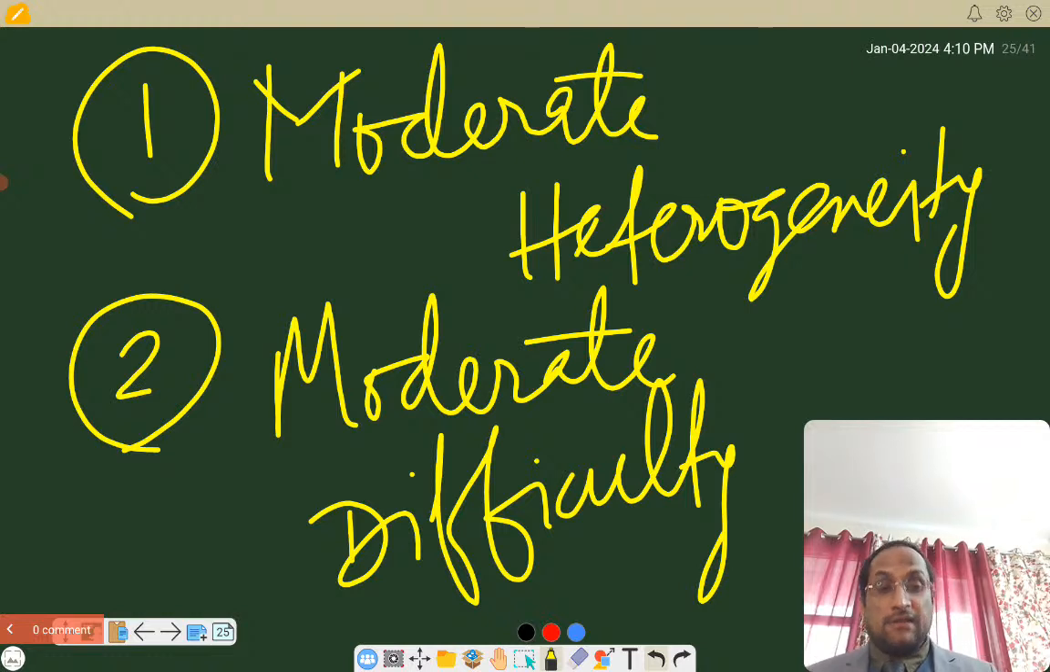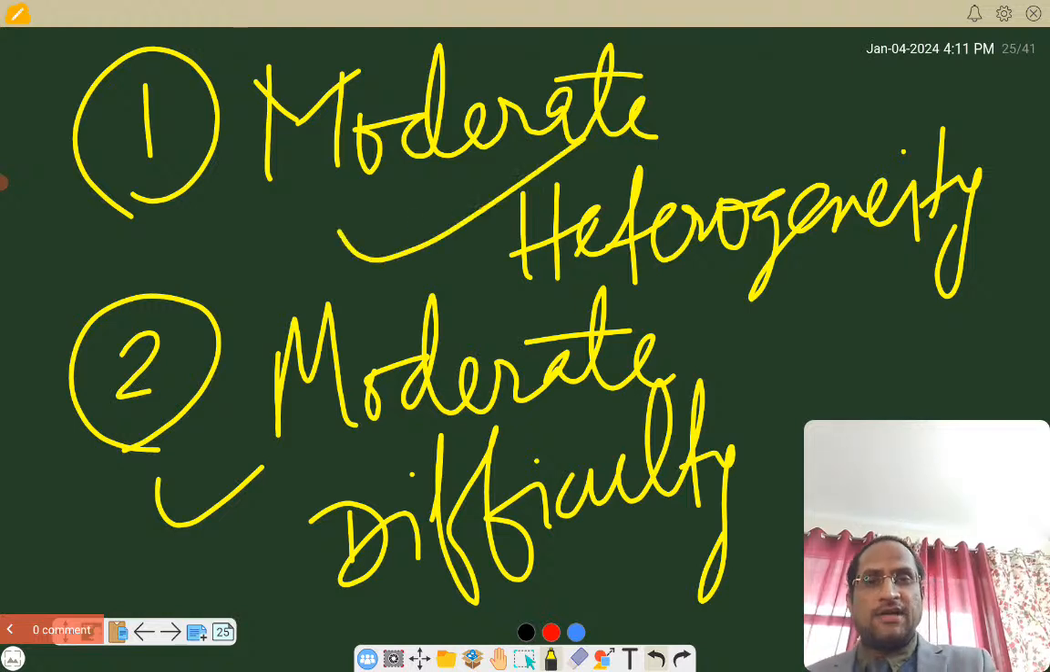The items, largely speaking, should have moderate difficulty. We'll see, when we see the steps in the construction of a standardized test, the item analysis, through which we'll see the classical test theory and item response theory as well. These two: moderate heterogeneity, moderate difficulty. What else?